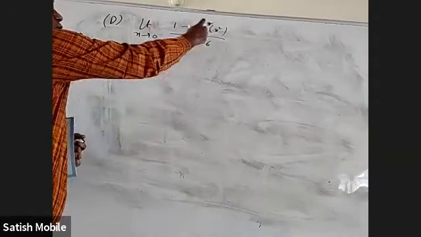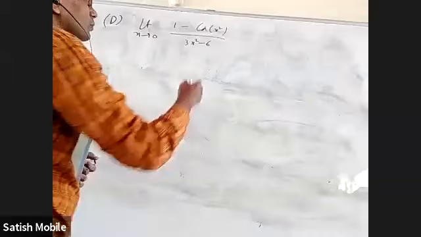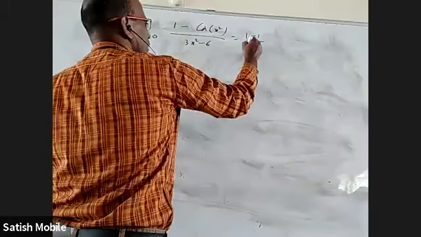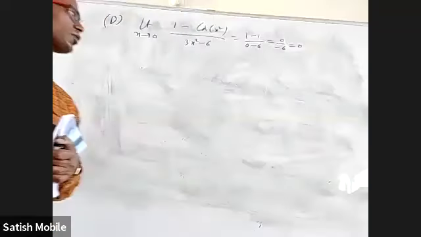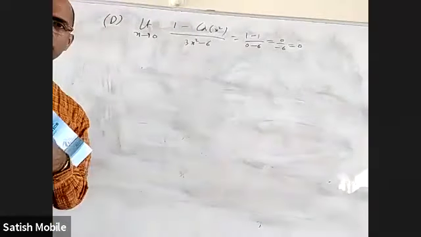If I directly put 0, numerator is 0, denominator is not 0, so it is 0. 1 minus 1 by 0 minus 6, that is 0 by minus 6, so it is 0. If it is 0 by 0, I have to worry about some kind of limits formulas. Okay.